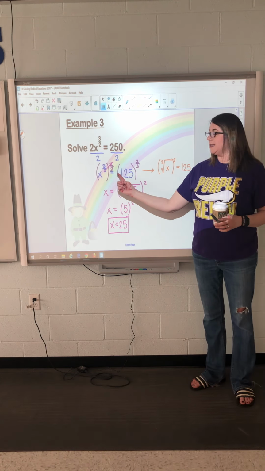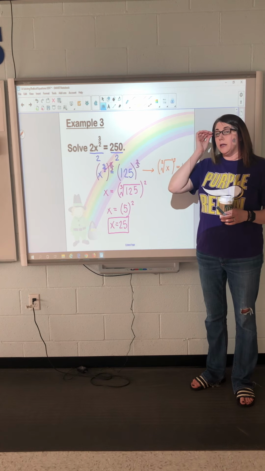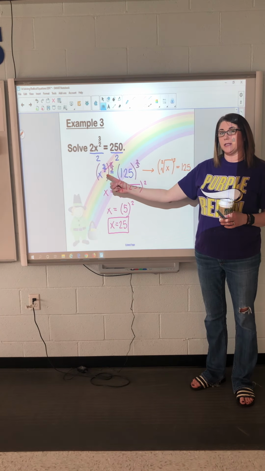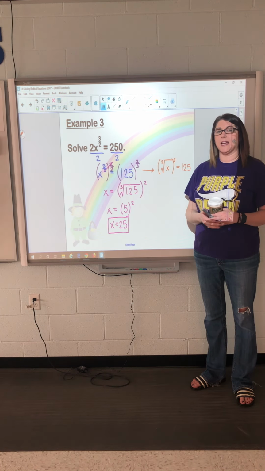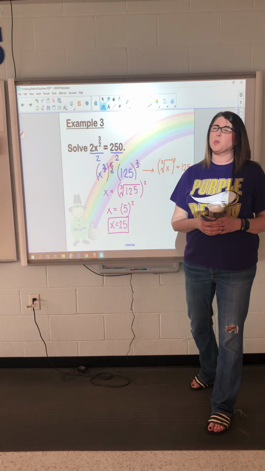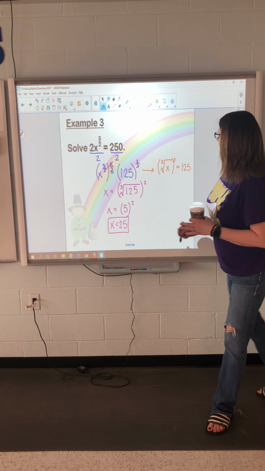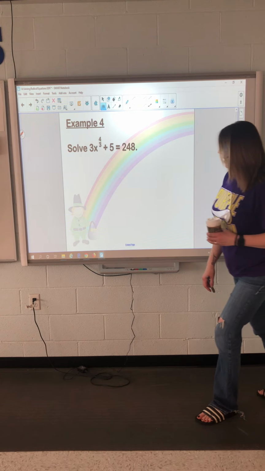So we could have done something like that, and if you wanted, you could solve it from there. But to me, I find it's easier, if I have an exponent that's a fraction, to just raise both sides to the reciprocal of that fraction. It really makes the problem pretty easy. So let's try another one like that.